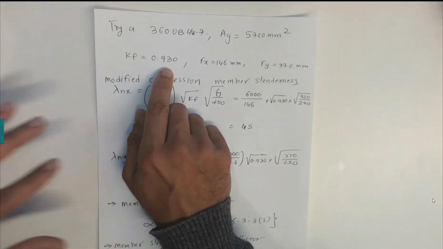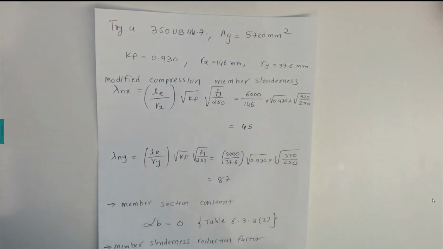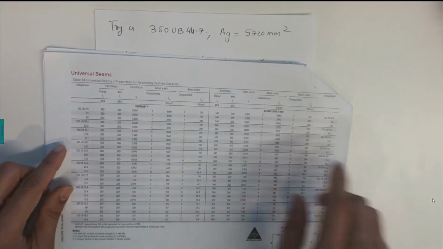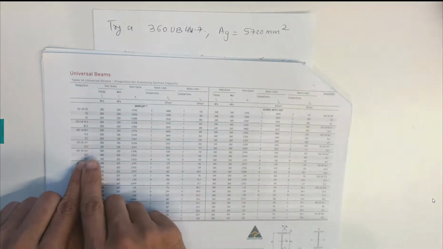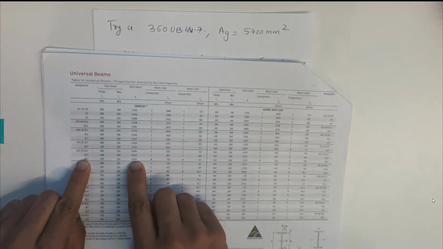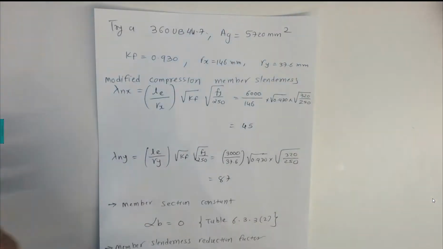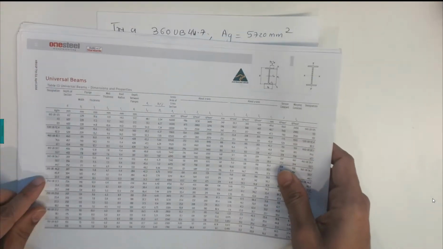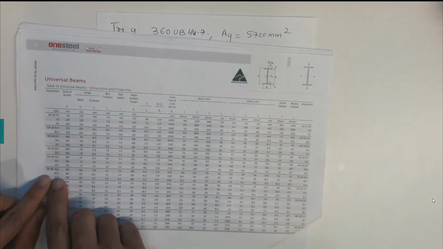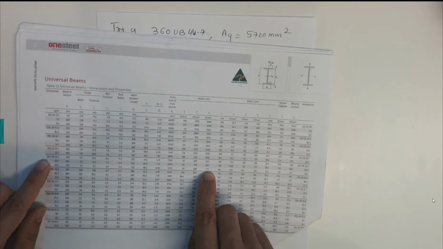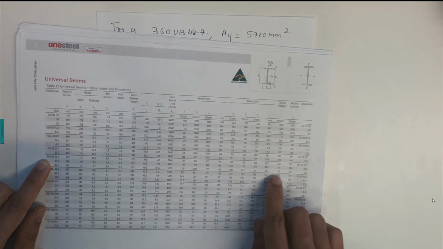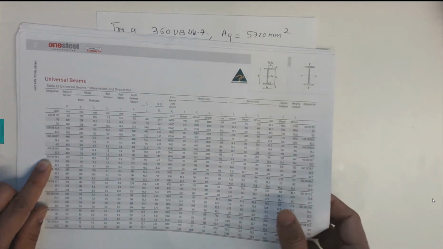Now the KF value is given for this section, 360 UB 44.7, and the KF value is 0.930, on page number 15. RX and RY, the radii of gyration for 360 UB 44.7: RX value is 146 millimeters and RY is 37.6 millimeters.